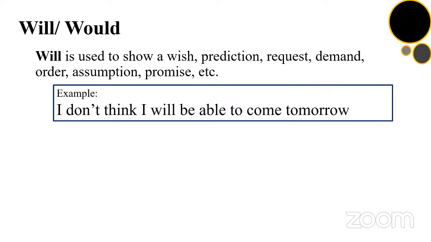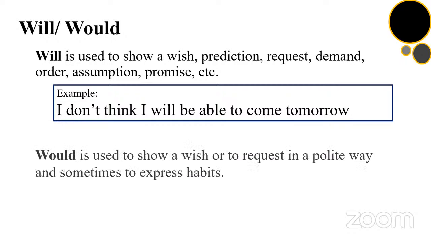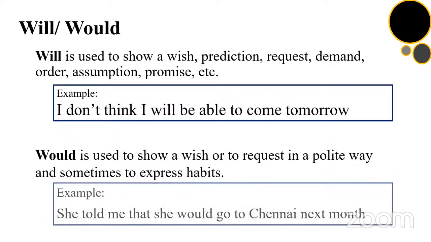So when you talk about your wish, prediction, request, demand, order, and so on, you will use will. Would is used to wish or to request in a polite way. Sometimes it expresses habits also. For example, she told me that she would go to Chennai next month. This is a polite way of saying something, right? Yes, ma'am. Next one.